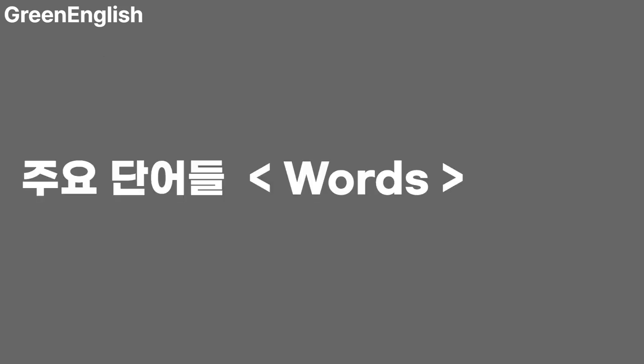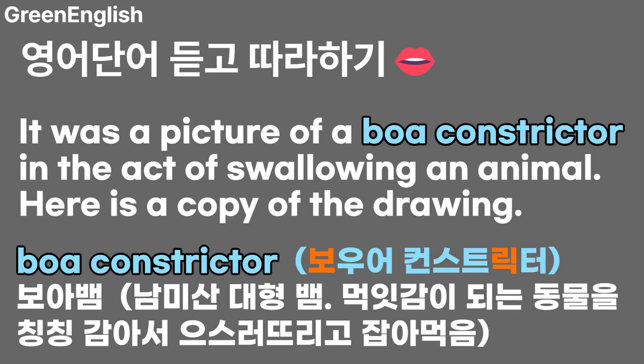Words. 영어 단어의 철자는 지금 완벽하게 안 외우셔도 괜찮아요. 발음과 단어 뜻에 집중하면서 잘 따라해 주세요. Boa constrictor. 보아뱀. 남미산 대형 뱀. 먹잇감이 되는 동물을 칭칭 감아서 으스러뜨리고 잡아먹음. Boa constrictor.